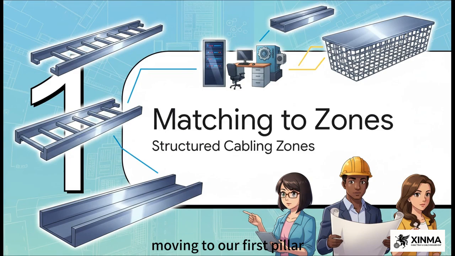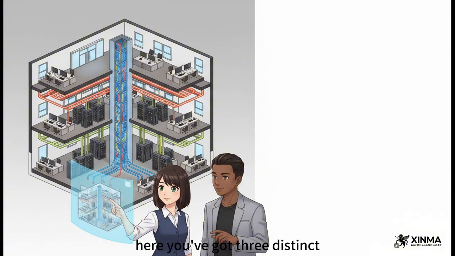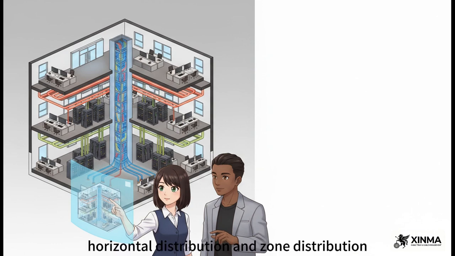Moving to our first pillar, matching trays to zones. You really can't just use a one-size-fits-all approach here. You've got three distinct critical zones to match your trays to: the backbone, horizontal distribution, and zone distribution.